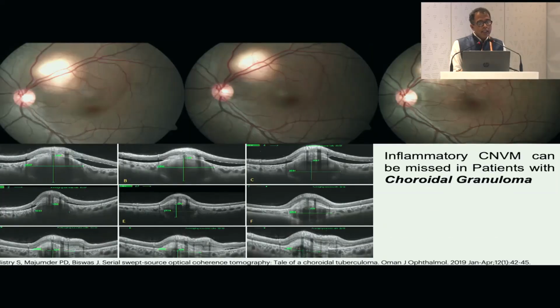This is another case where we missed the CNVM because of a choroidal granuloma. We were busy treating the choroidal granuloma, and later we realized that there was a CNVM beneath that. So sometimes you need to be very, very careful while handling this kind of case.